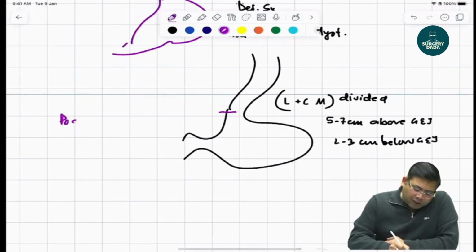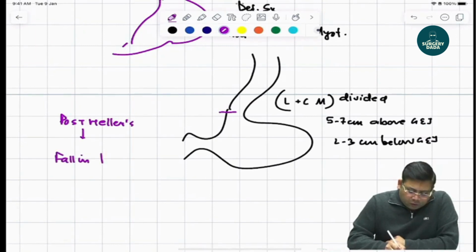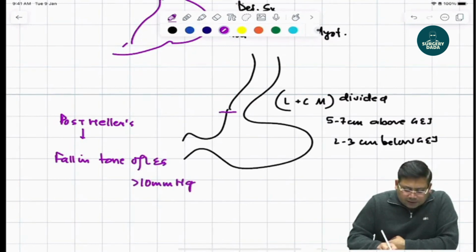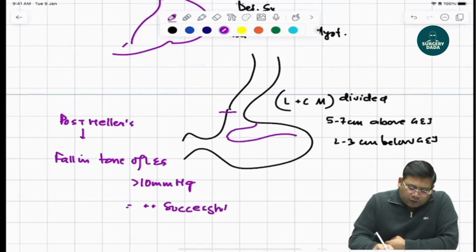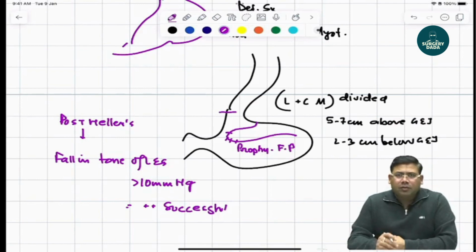Remember, post Heller's, try to understand a fall in tone of the LES by more than 10 mm Hg. This is considered to be a successful surgery. This is very important. And whenever you are doing this, also understand, go for a prophylactic, what students? Fundoplication. This is what it is.